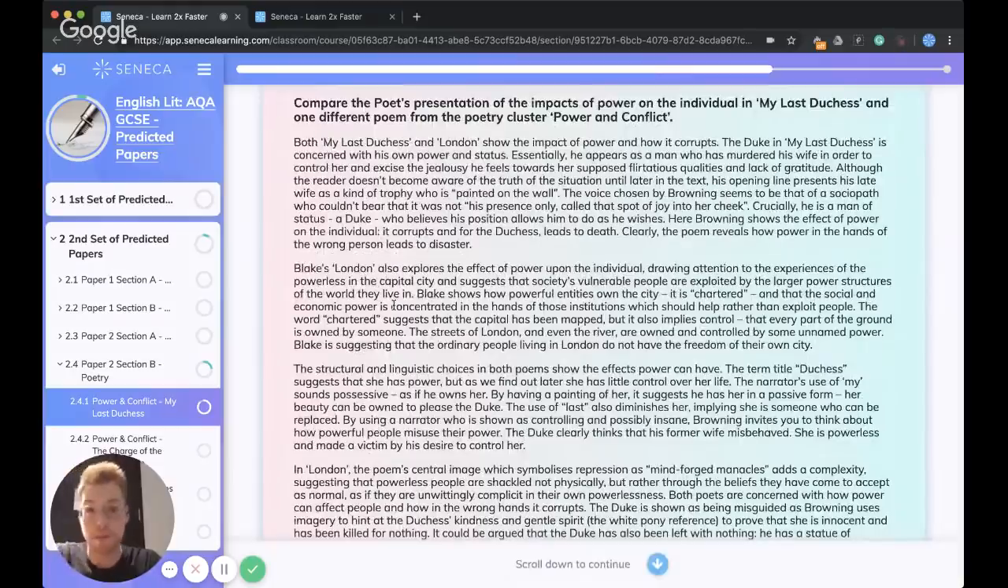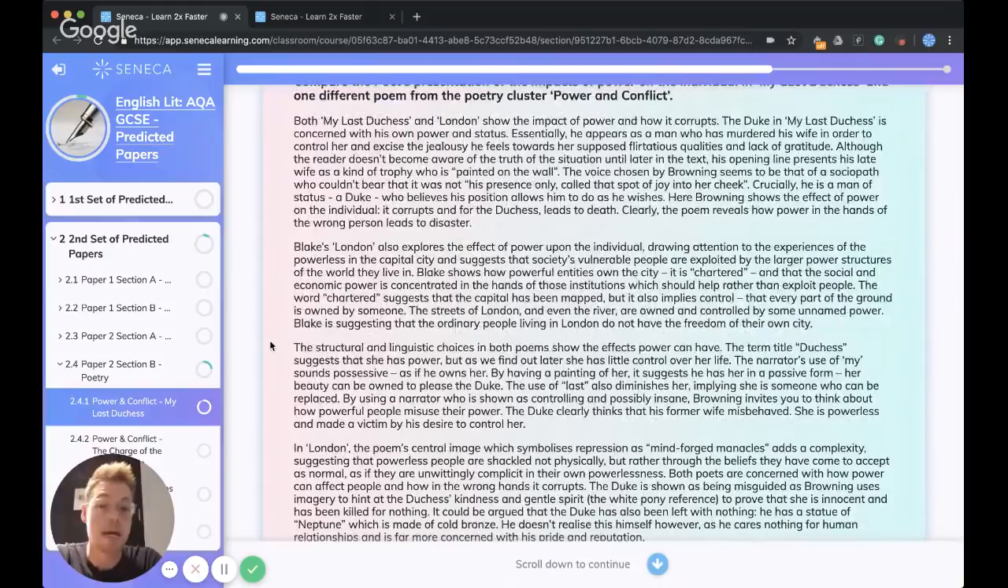your answer. Key things to look out for: remember, talk about both poems, embed your quotations, try and give more than one piece of evidence, and try and explain it more than one way. So how else could it be interpreted? A good linker is: the author could also have been trying to achieve this. However, perhaps it means this. So that's what you want to be doing. That was the predicted question we're going to run through.